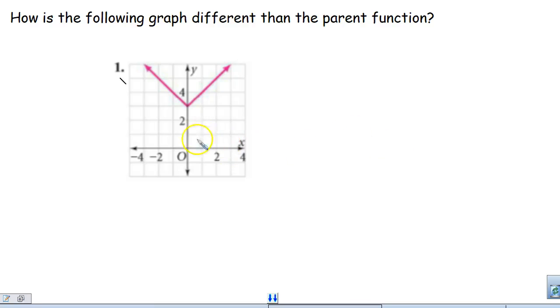And the question says, how is the following graph different than the parent function? So I'm going to go ahead and draw my parent function. You start at 0. You go up 1, right 1, up 1, right 1, up 1, left 1, up 1, left 1. And that's my parent function. And that's going to be your parent function every single time. You start at 0, up 1 over 1, up 1 over 1. Who can raise their hand and tell me what's different about my graph from its parent function?